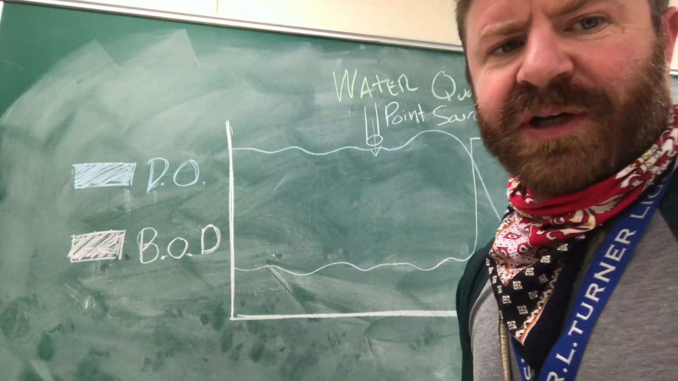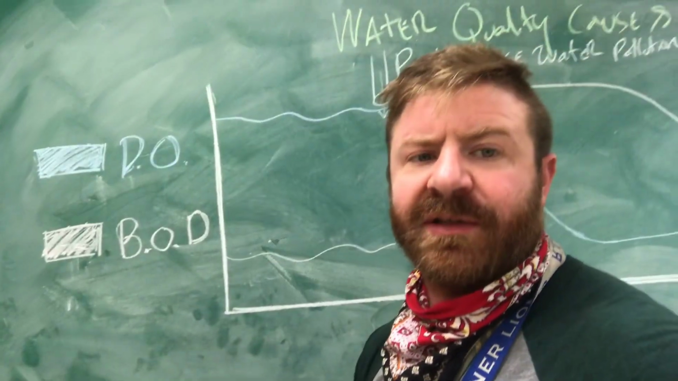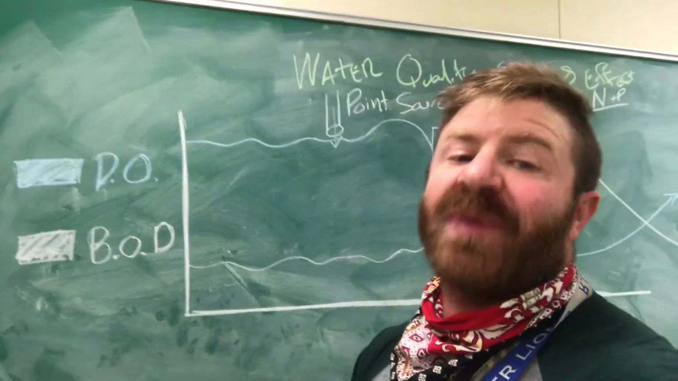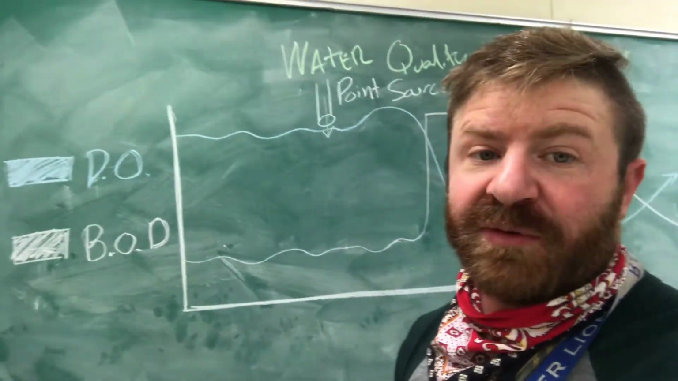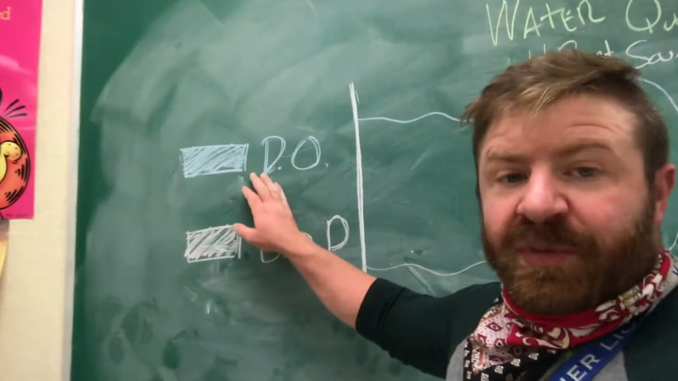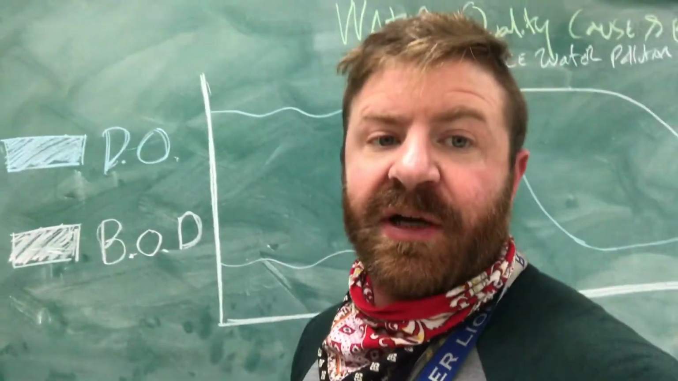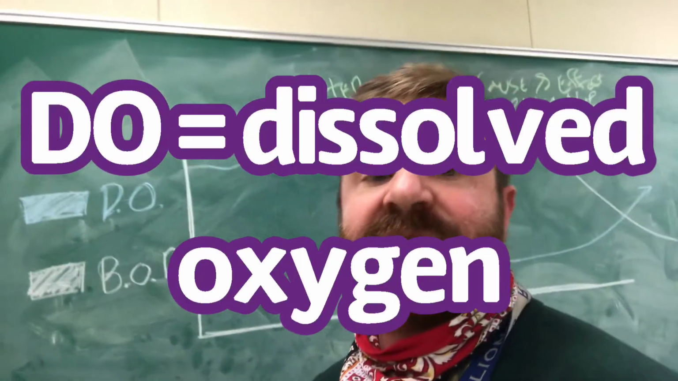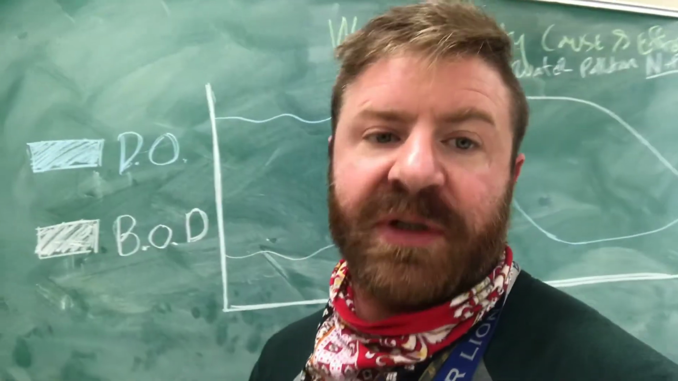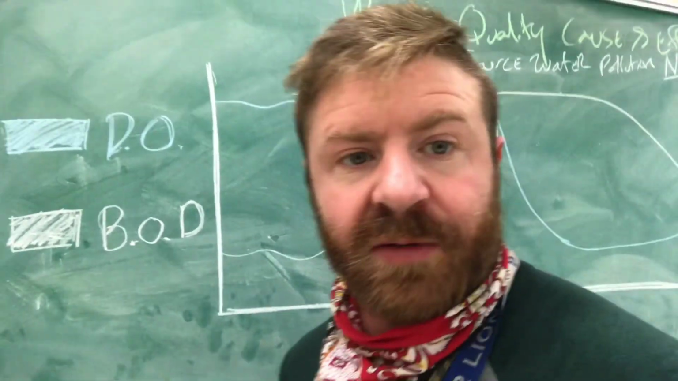Okay, what I've got for you here is a graph that you're probably going to see in the book. You're probably going to see it on the internet. You're probably going to see it on the test. So let me explain what you're seeing here. The blue line is DO, which stands for dissolved oxygen. DO stands for dissolved oxygen, and that's O2 molecules that are suspended in the water. And that's what everything in the water breathes.